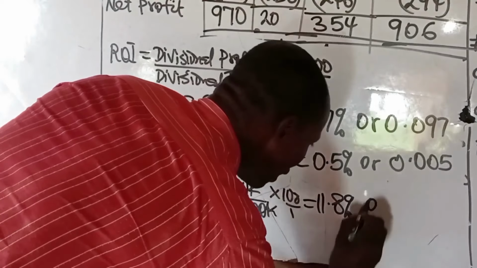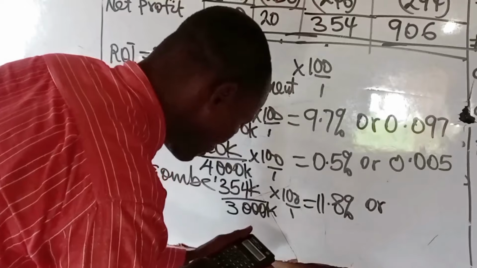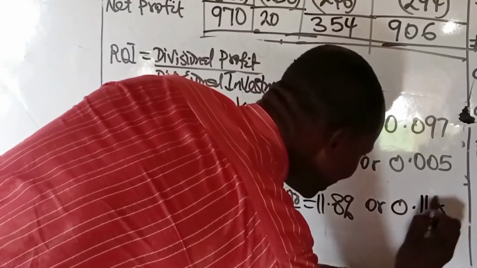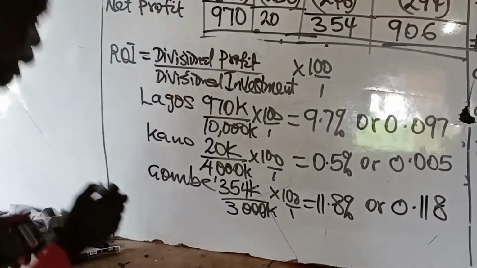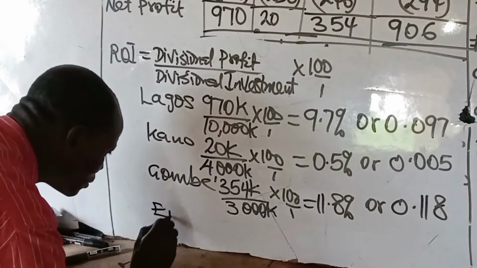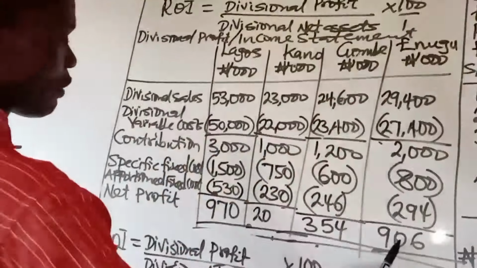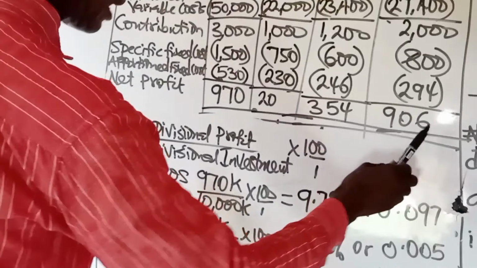11.8%. Or if you want to leave it as decimal, you have 0.118. Then we also have Enugu division. You have the profit of 906,000.